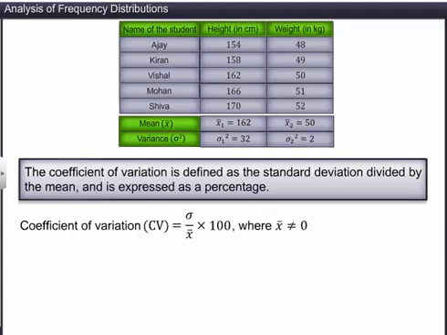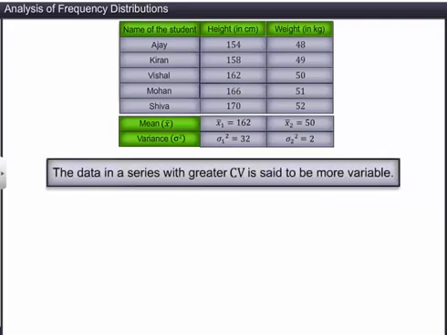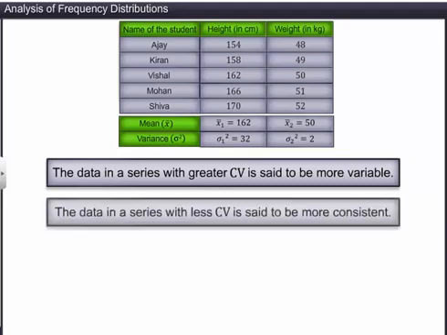The data in a series with greater CV is said to be more variable, while the data in a series with less CV is said to be more consistent.